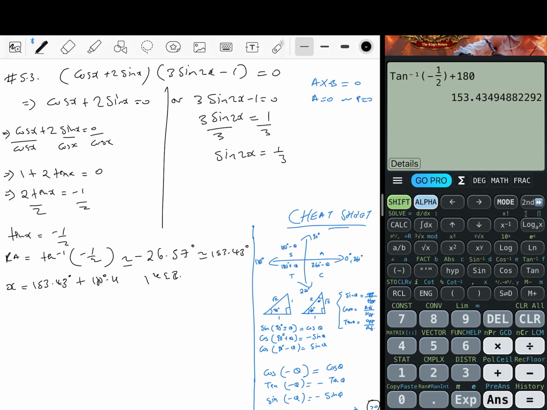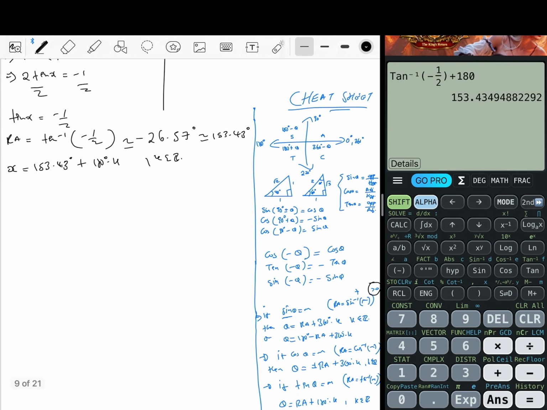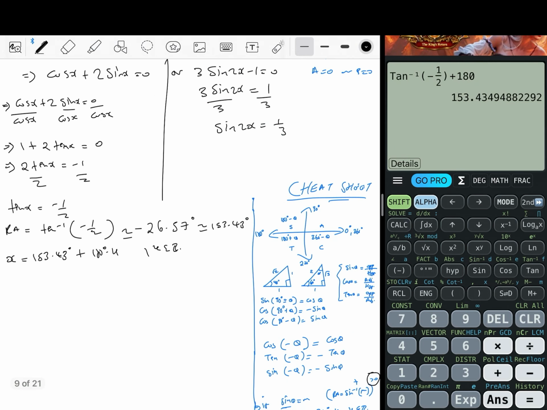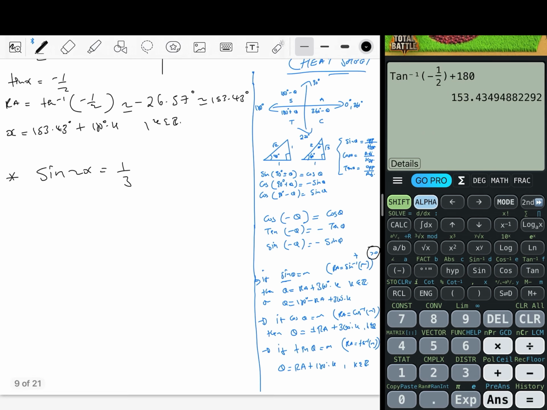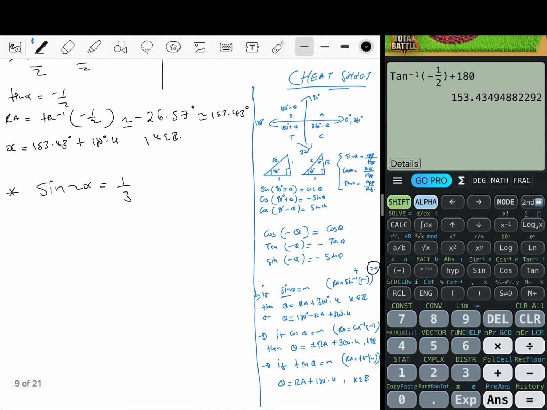Now how do you calculate the reference angle of this? Let me just put it here because I don't have space over there. So you have sine 2x is equal to 1 over 3. How do you calculate the reference angle of this? Again, we said it's an inverse, so you have sine inverse of 1 over 3.